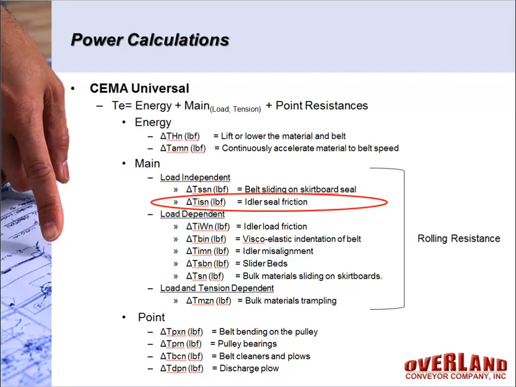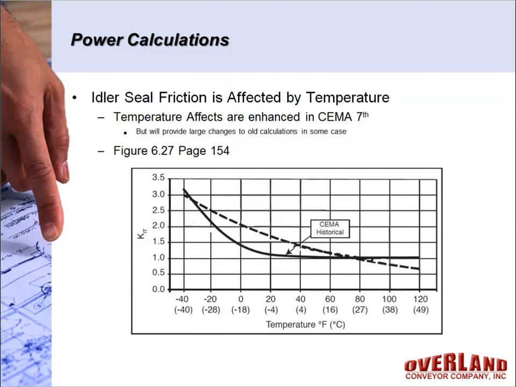The next item we want to talk about in this category is idler seal friction, and particularly the effects of temperature on the idler drag. Here you can see that idler seal friction is definitely affected by temperature, and the temperature effects are improved or enhanced in the CEMA7 methodology, and you will see large changes in the new calculations versus the old ones in some cases.